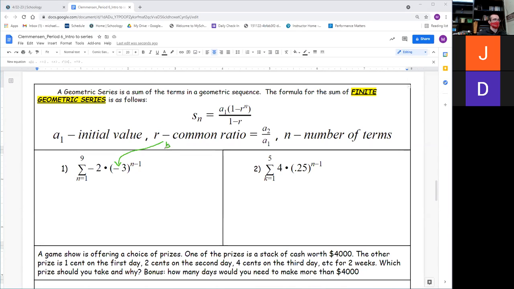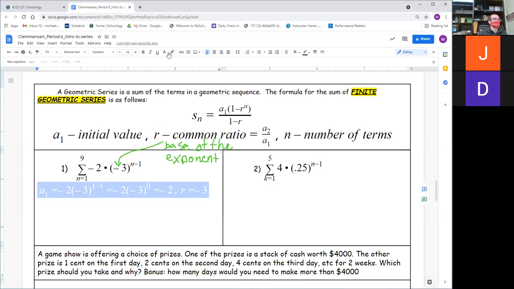Let's call it my base of the exponent. So it's always that base number right here. That is my common ratio R. So if I'm looking at this, I have my A1 by plugging in 1. I have my R, which is that number inside the thing, right there.